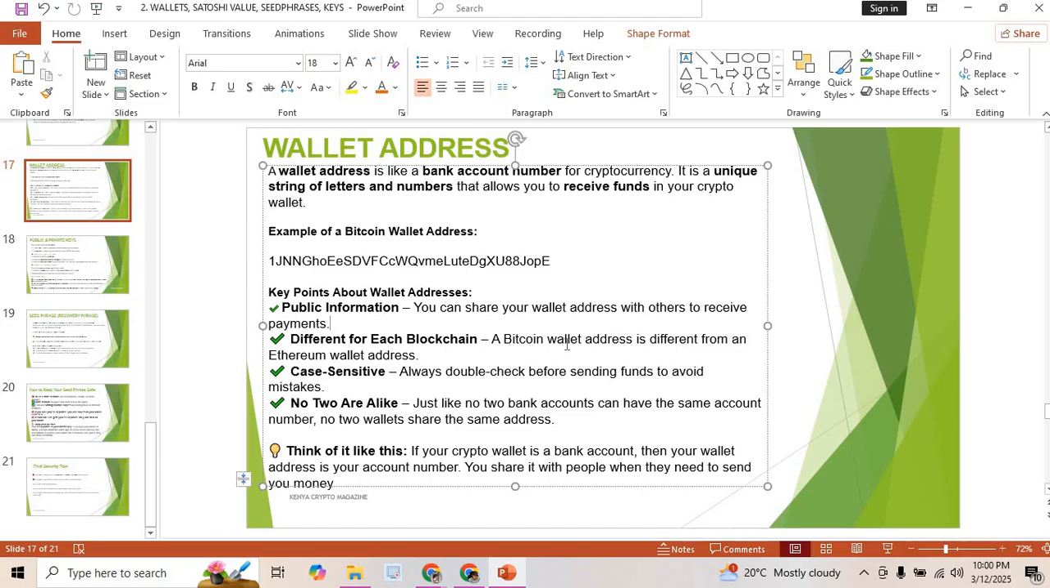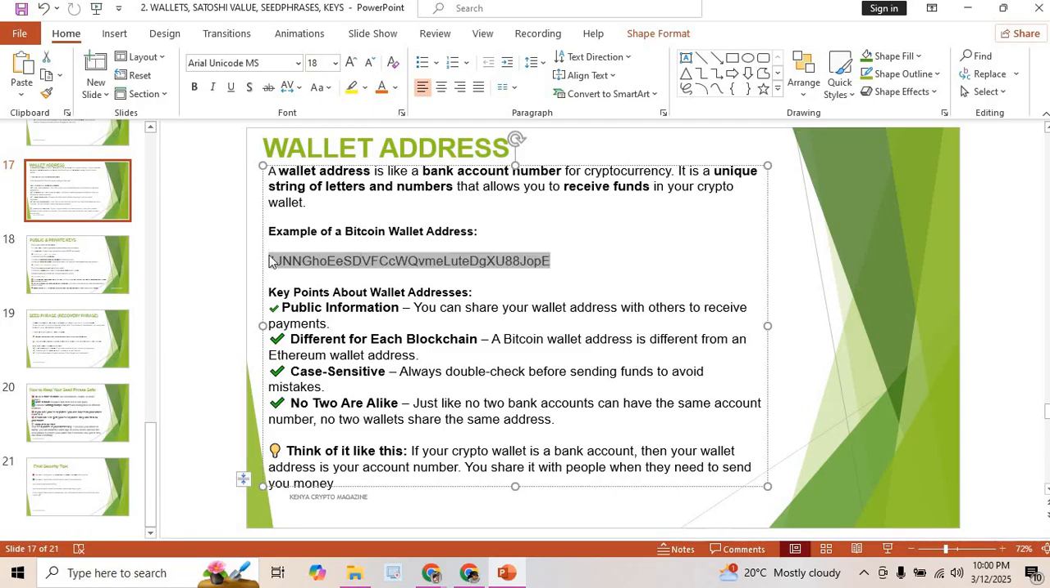It's different for each blockchain. So yes, a Bitcoin wallet address is different from an Ethereum wallet address, which is different from a BEP20 address, which is different from a Tron network address, and all those. Then you have case sensitivity. Always double check before sending funds to avoid mistakes.